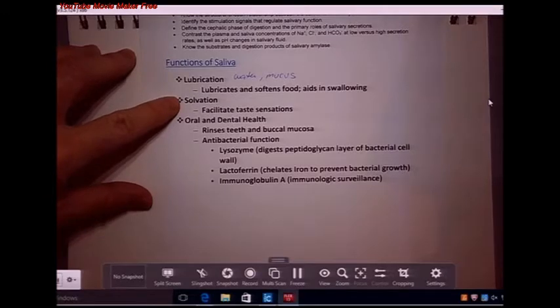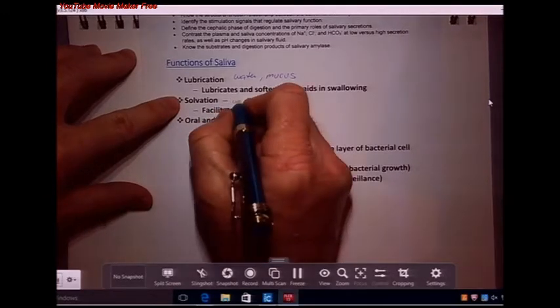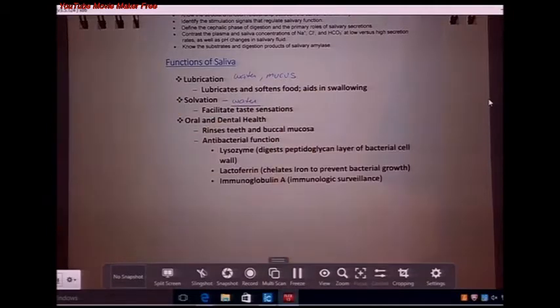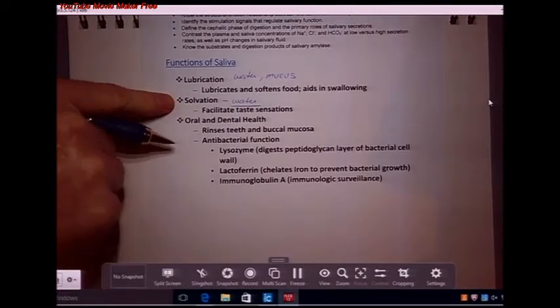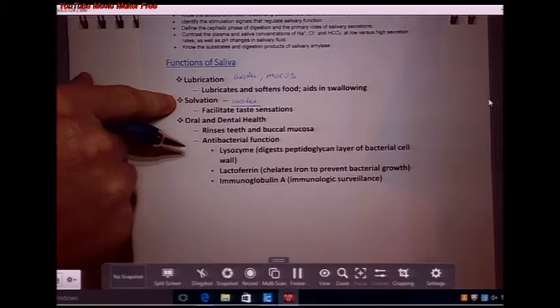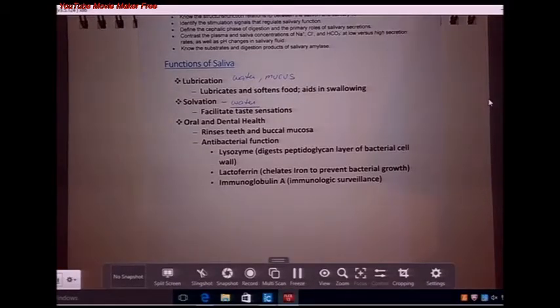The next one is solvation. Not salvation, but solvation. What is solvation? Okay, let's go back to general chemistry. What is solvation? Dissolving substances in water. And why is this so important to us? What do we have on our tongues that's very important to our emotional health? Taste buds, yeah.